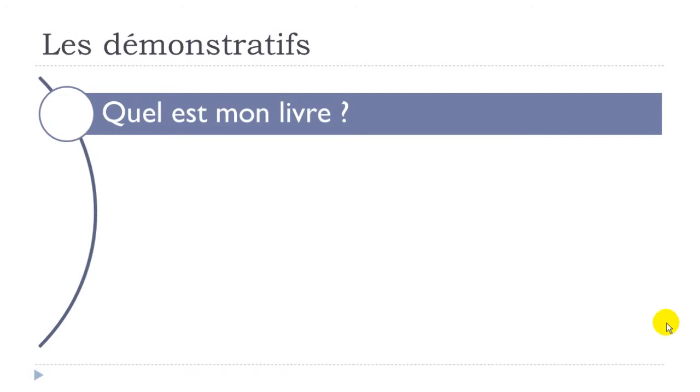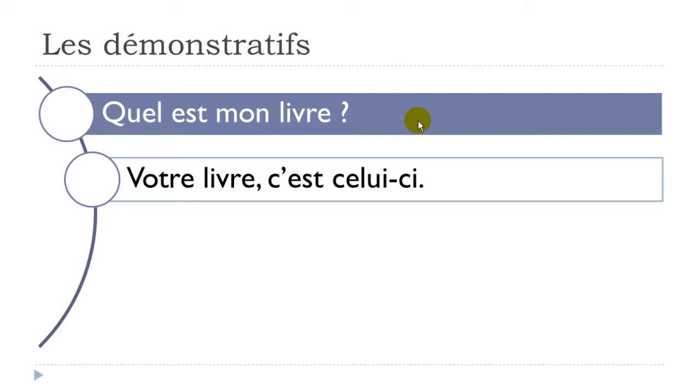If you ask a question, "Quel est mon livre?" What is my book, or which one is my book? The answer could be "Votre livre, c'est celui-ci," your book, this one. Normally when you say that, you tend to indicate it with your finger as well. So you point at the book. Votre livre, c'est celui-ci.